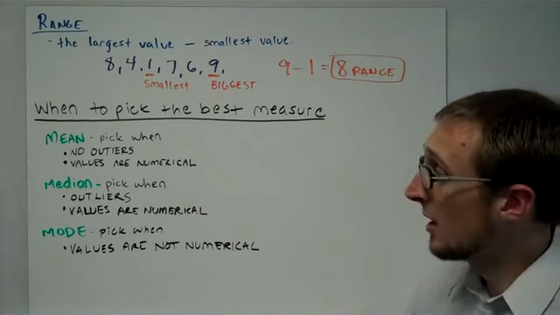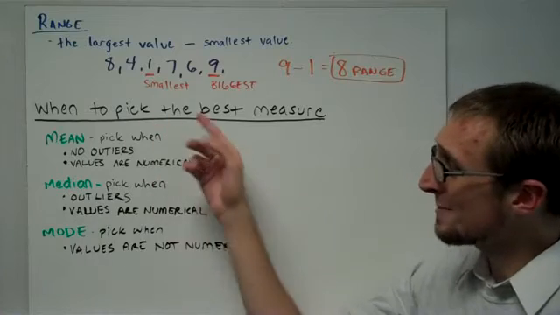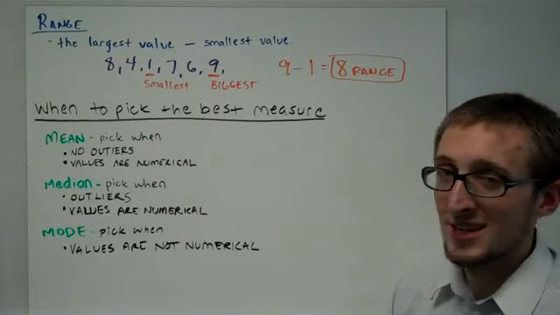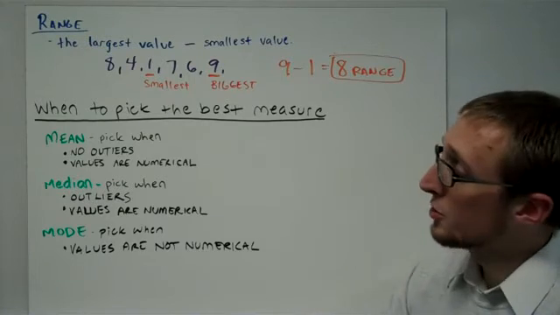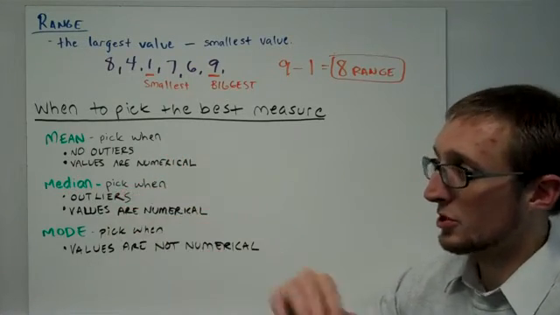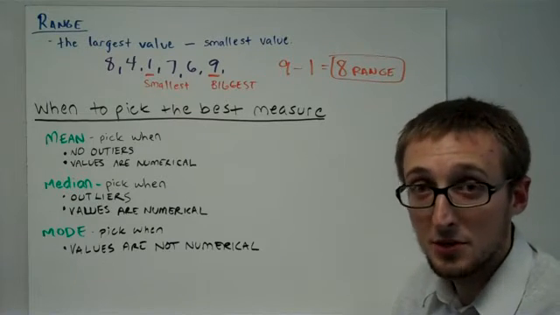That's the range. Now, we need to know, and we'll be practicing more tomorrow, when to pick the best measure of central tendency. So remember, there's 3 big ones that we're going to talk about: mean, median, and mode. You want to pick the mean when there are going to be no outliers, and the values, of course, are all numerical because you have to calculate it.